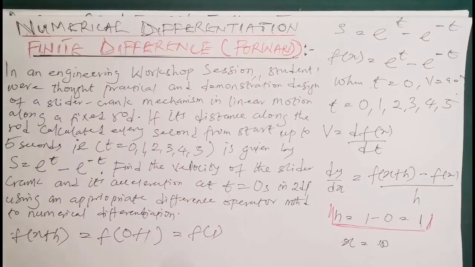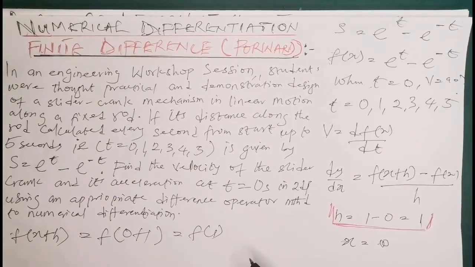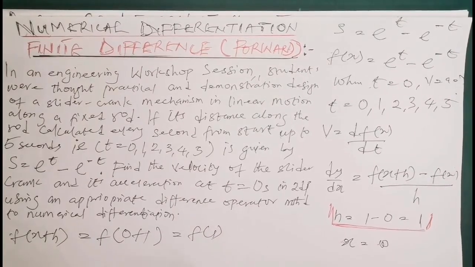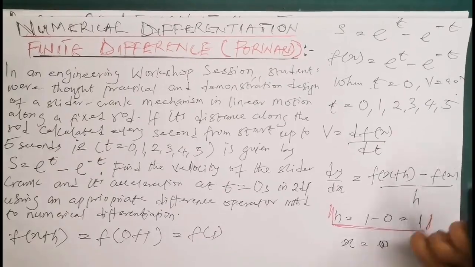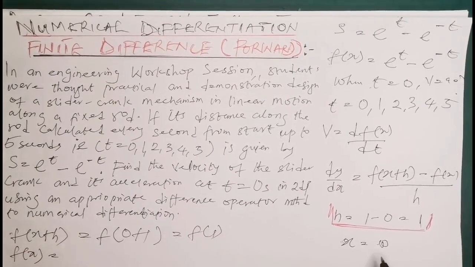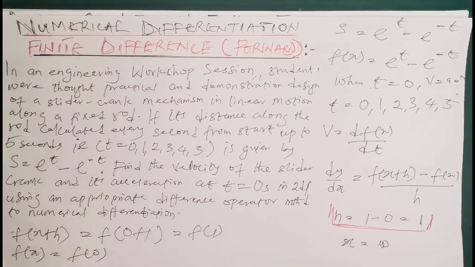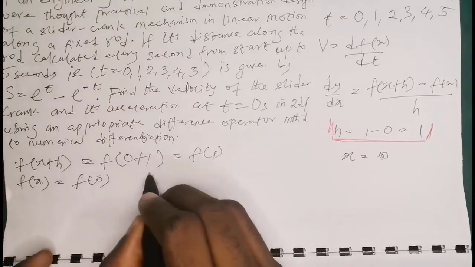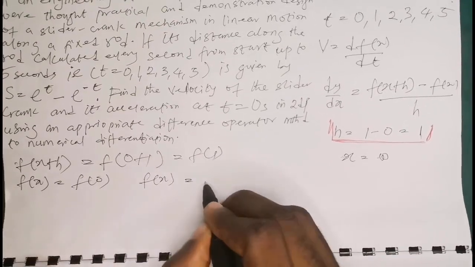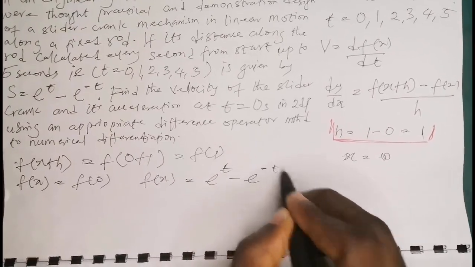f of 1, which means find the value of the function when the time is equal to 1. Keeping this aside, then we find from the formula f of x. f of x simply means, remember x is 0, the time at which we are to find this velocity. So it becomes f of 0. Okay. Now from the given function, f of x itself is simply exponential t minus exponential minus t.